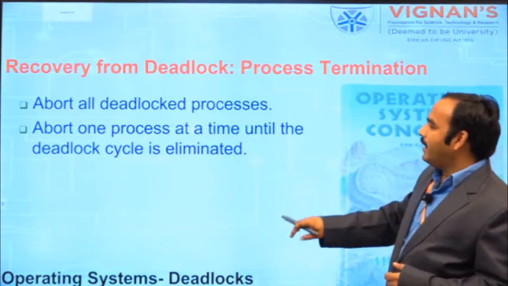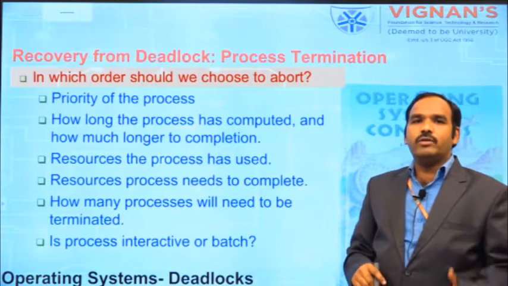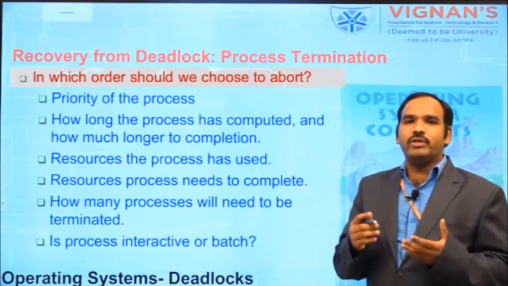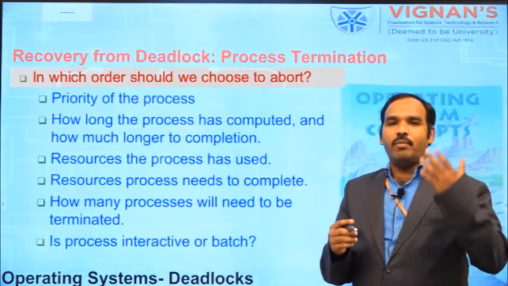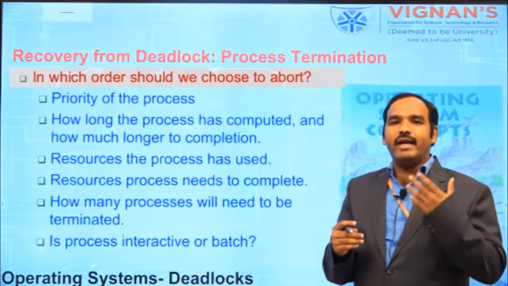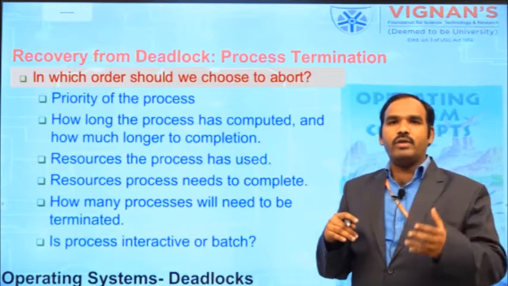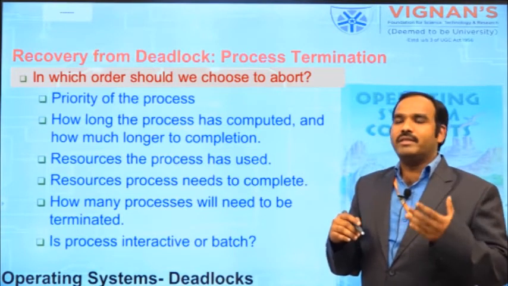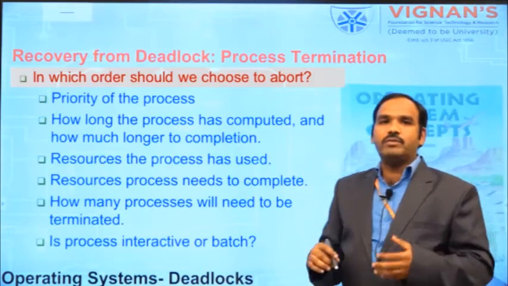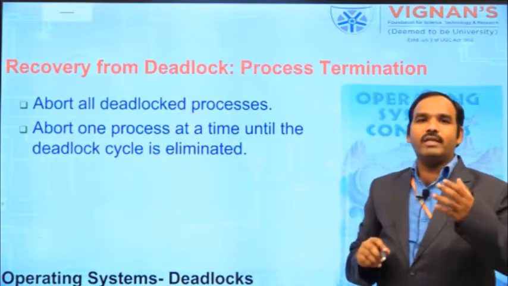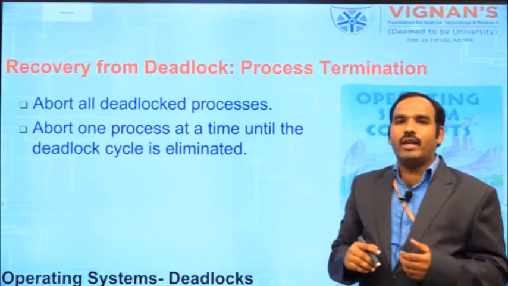Coming to the selection, when we are going to select a process to abort, we have to consider many issues. Once the process is aborted, how much cost does it create in the operating system? Based on that, we have to incur the minimum cost. The minimum cost incurring strategies are, first, the priority of the process. Based on the priority of the process, you select which to abort.